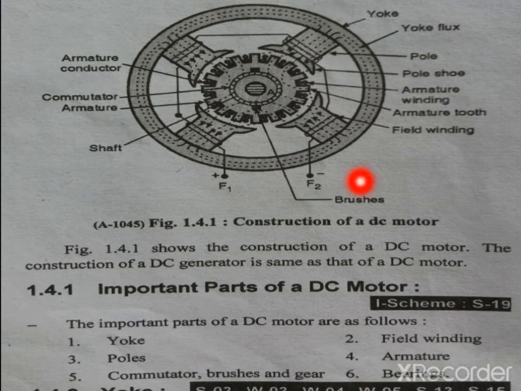The next part is these field windings, which are denoted by F1 and F2. The coils wound on the pole are called field coils. The field coils are connected in series with each other to form a field winding. The field winding is also called the exciting winding. The material used for the field is copper.